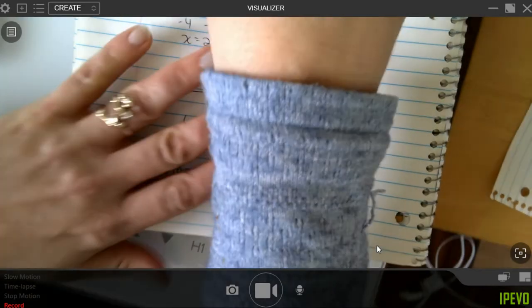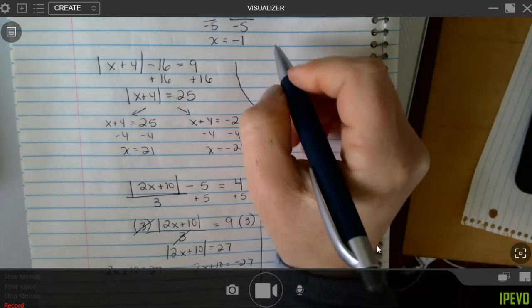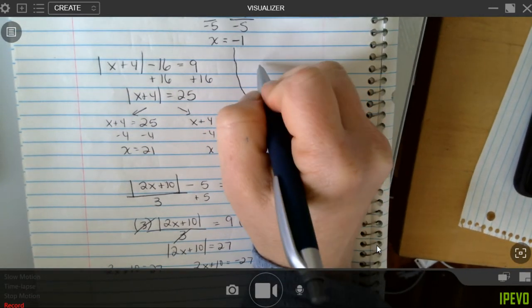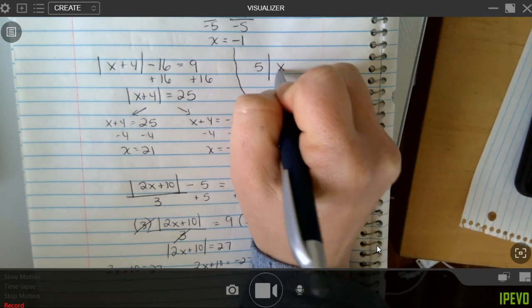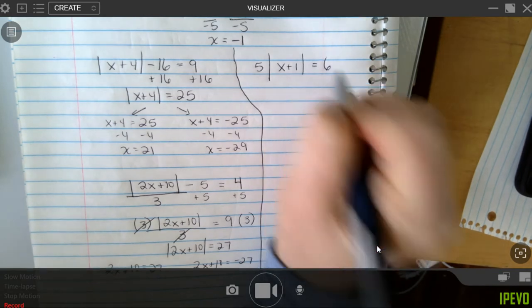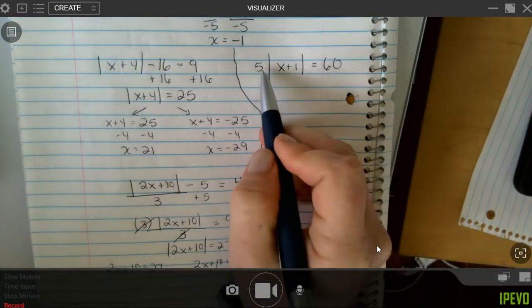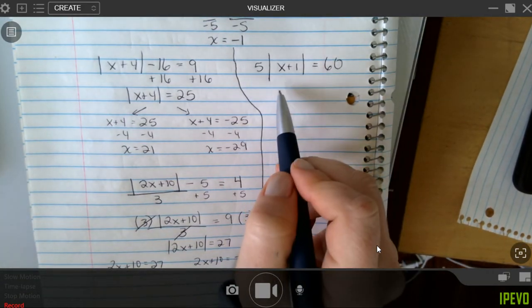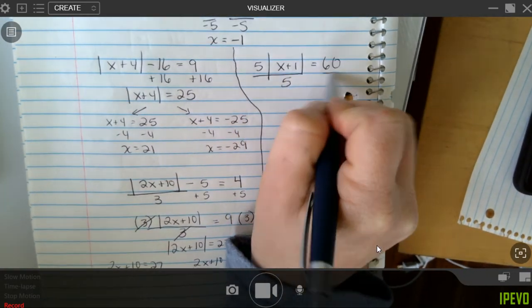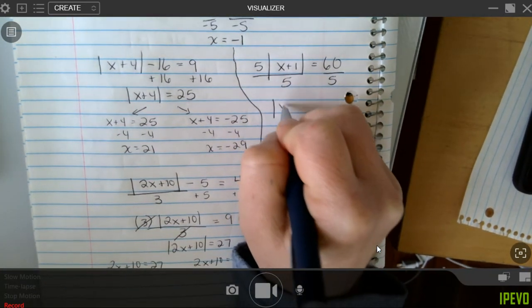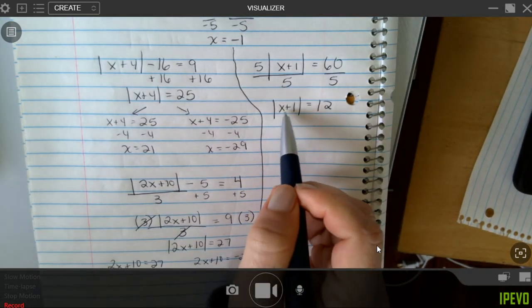So the idea is get the absolute value bars isolated by themselves. What if we had, for example, 5 times the absolute value of x + 1 equals 60. I'll make it prettier. So it's 5 times. This is not considered isolated yet. You need to get rid of the 5. So you're going to divide it by 5, divide it by 5. So you end up with |x + 1| = 12. Now it's isolated. We can write our two equations.